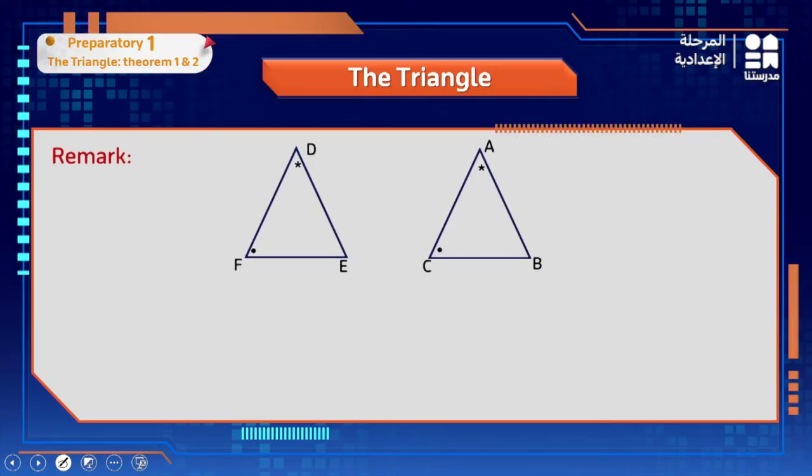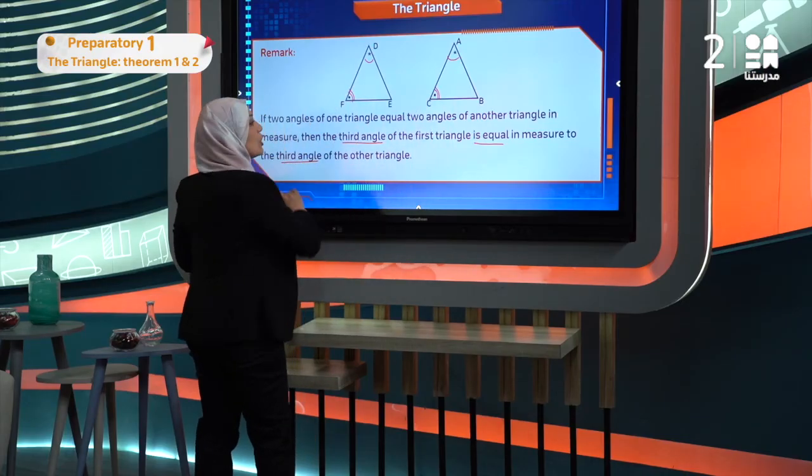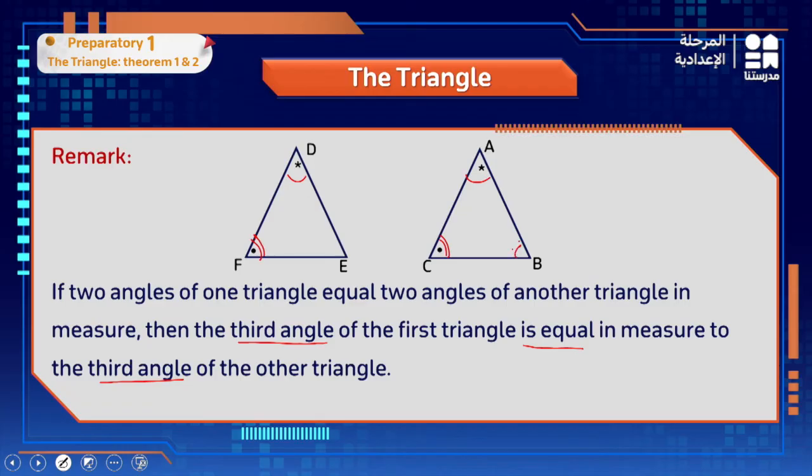Now here we have a remark. If two angles of one triangle equal two angles of another triangle in measure, then the third angle in the first triangle is equal in measure to the third angle in the other triangle. Here, A is equal to D, and C is equal to F. So the third one in each triangle, they are equal to each other. So B is equal to E.